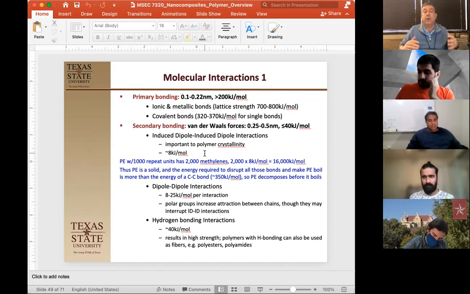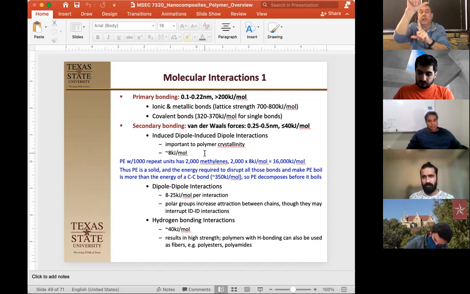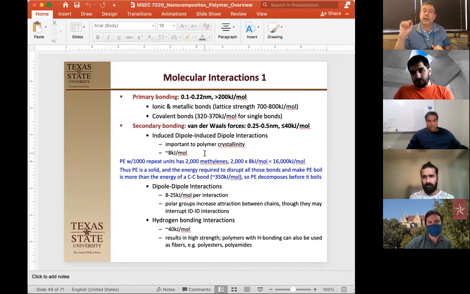Okay. Now, if we have something with a polar group, like polyethylene terephthalate, where we have that carbonyl, we have a permanent dipole. We have a positive side of that carbonyl and a negative side of that carbonyl. So we have a permanent dipole. And that dipole on this chain can interact with the dipole on the next chain, which can interact with the dipole on the next chain. We get this dipole-dipole interaction, which is a much stronger interaction than the induced dipole.